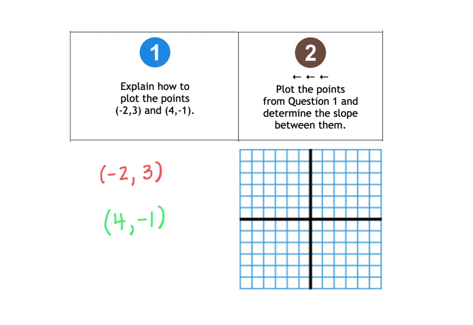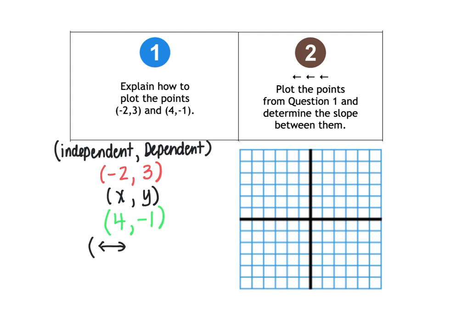We'll begin by knowing that in general, a point is an independent value and a dependent value, or an x and a y, and that the x value tells us how much to go left or right, or along our horizontal axis, where the y value tells us how much to go up or down, or along our dependent axis.